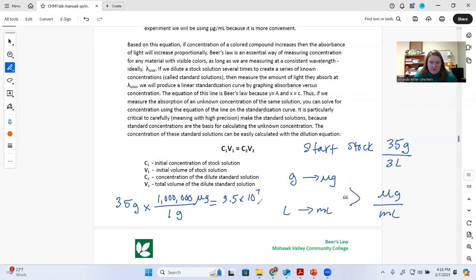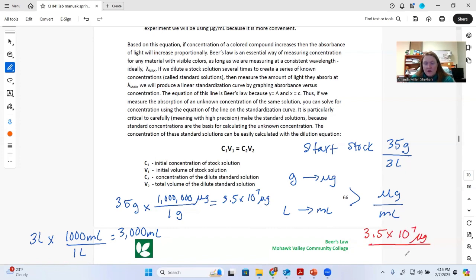Okay. And then I'm going to put this in scientific notation just to give myself some space, so that's a lot of micrograms because 35 grams is a lot. And then I'll take the volume in liters, so 3 liters, and convert it into milliliters. There's 1,000 milli for every 1 base unit. So that's going to be 3,000 milliliters. Okay. I'm going to change color my pen so I can find my answer easily. But we're going to put the micrograms on the top and the milliliters on the bottom. And that will get us the correct units.